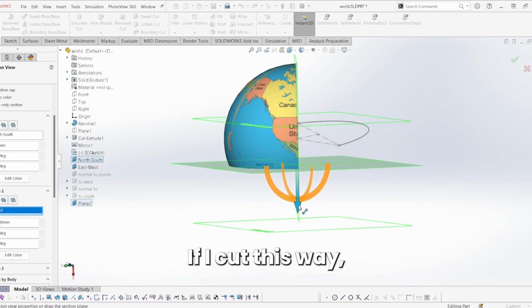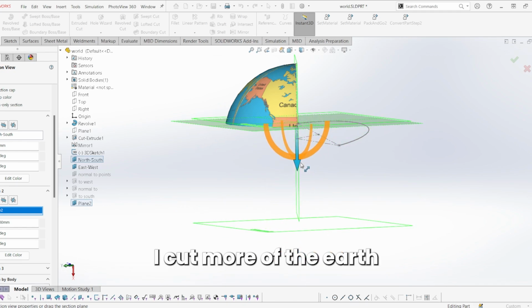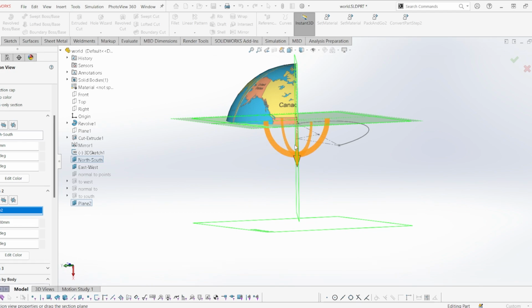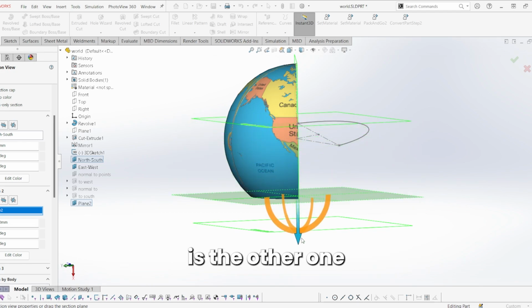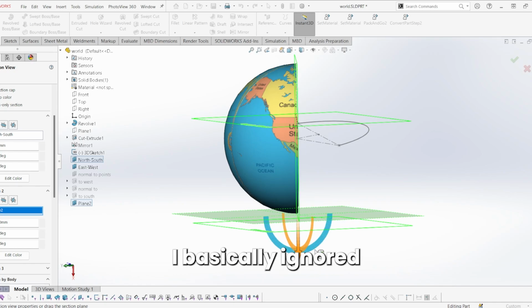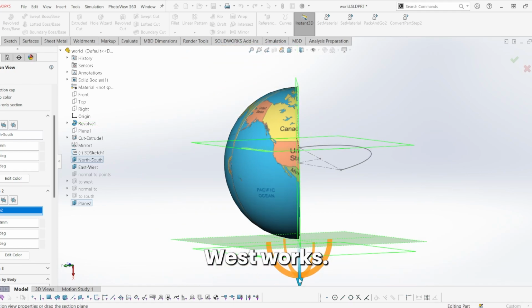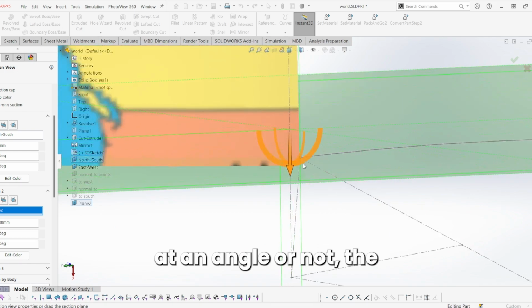If I cut this way, I cut more of the earth to get to where I am, and I end up in a southeasterly Kiblah. And the difference is the other one, I basically ignored where west would be, and I'm modifying the angle of west based on the curvature of the earth. That's not how it works. West works whether you're at an angle or not.